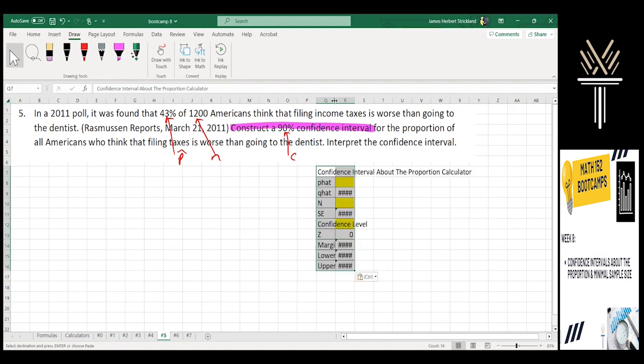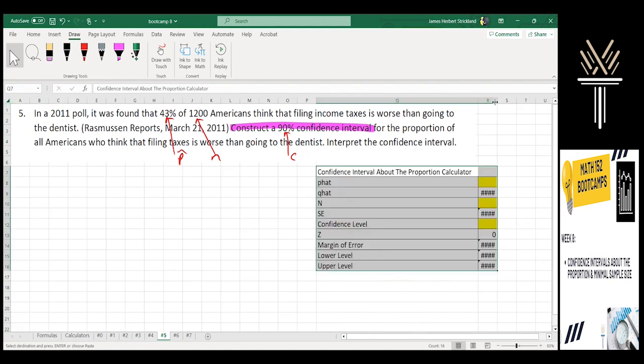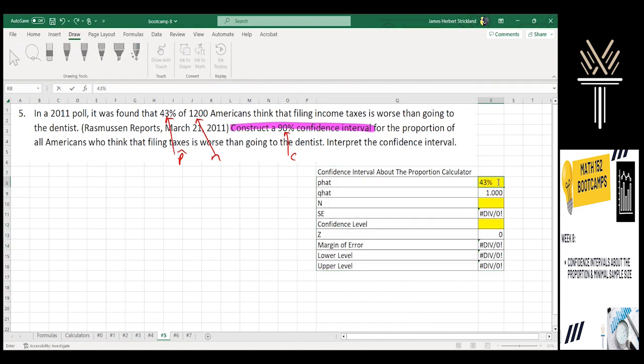Expand your cells as you need to, and just type in our numbers. Our p-hat was 43%. Our sample size was 1,200. Our confidence level is 90%. Poof, we're done.